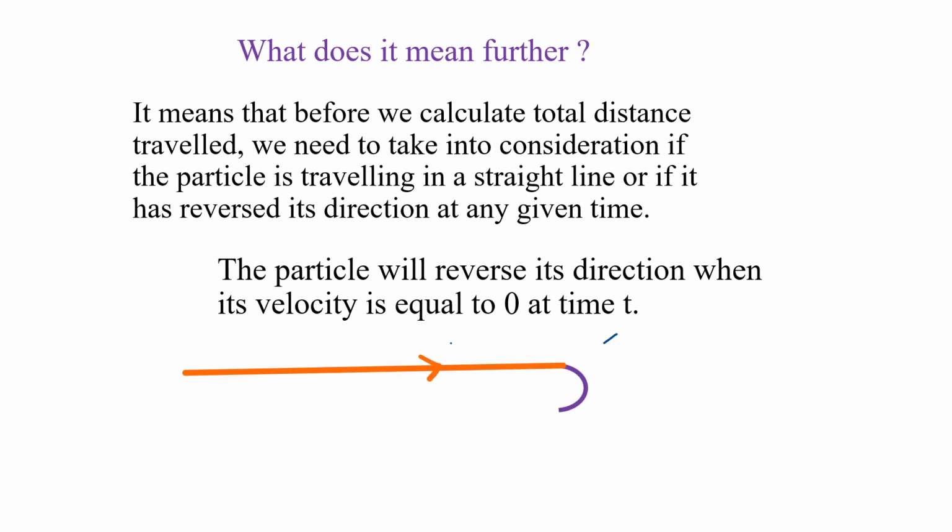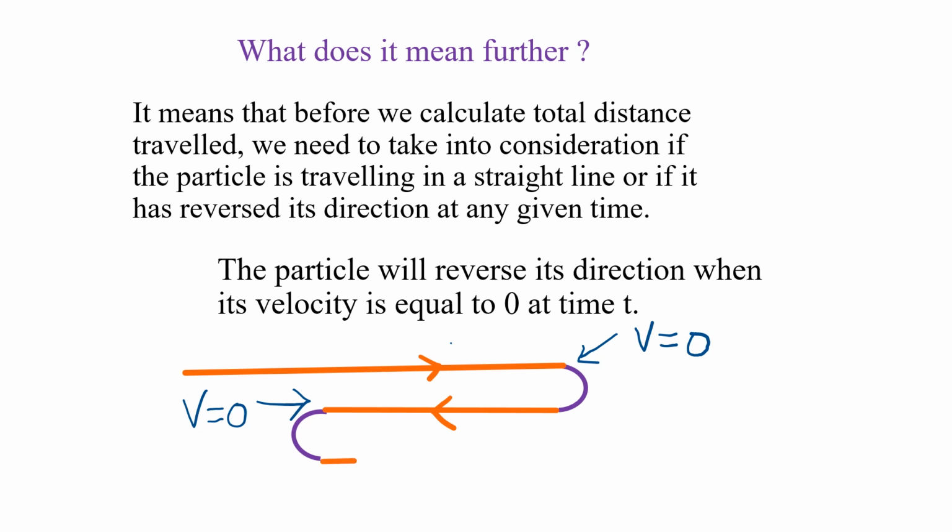in this case here, at the particular time there, if it makes a reverse direction, it means the velocity is equal to 0, so it makes a reverse direction. And then at a second time, if it reverses its direction, it means at the particular time t equals some value, velocity equals 0. So this is what it means.